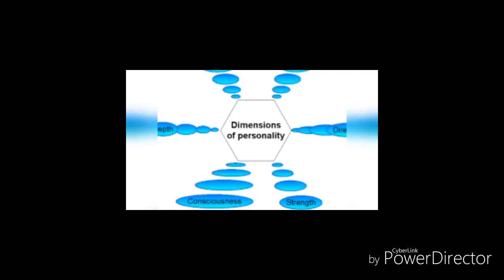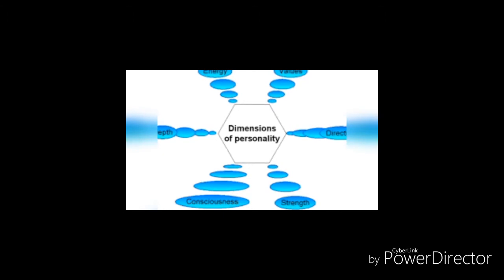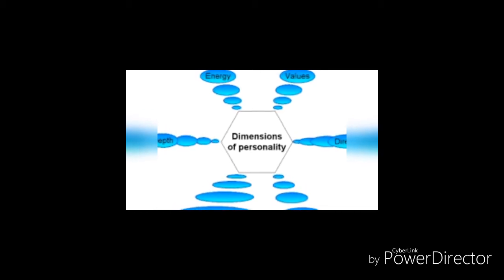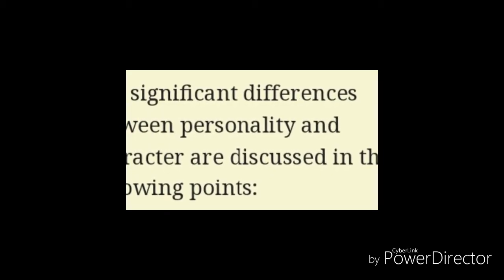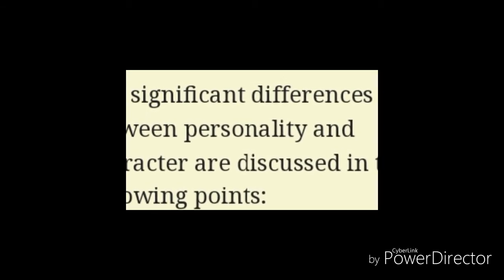There are six dimensions of personality. Those are energy, values, depth, strength, direction, and consciousness. The significant differences between personality and character are discussed in the following points.